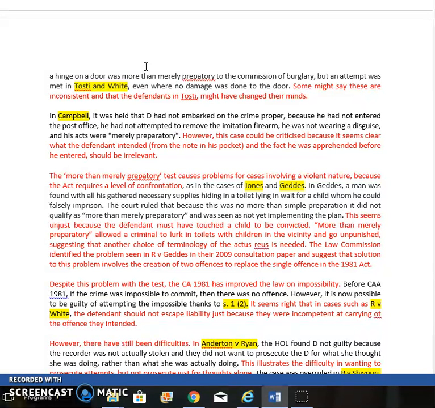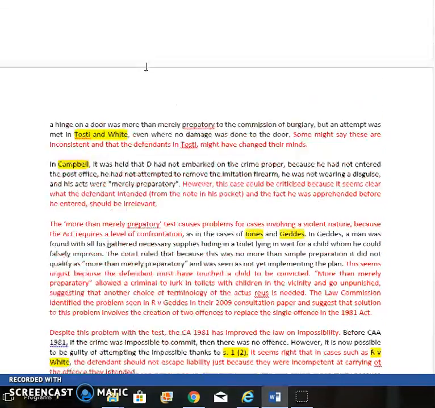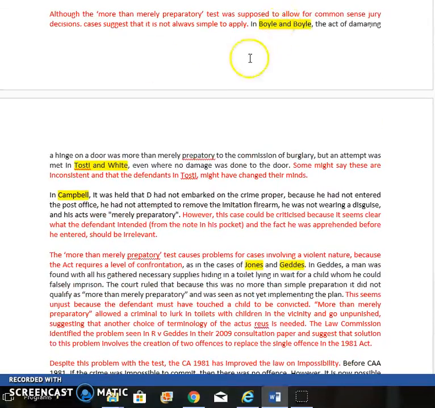Interesting though, if you compare it to Tosti and White, Tosti and White was where the defendants examined a padlock on a shed, and they also had some cutting equipment hid in a hedge, but they were disturbed before they could do anything further. Now, in that case, all they'd done was touch the padlock. They hadn't cut anything, they hadn't broke anything, which of course is different to Boyle and Boyle. And yet they were found guilty of an attempt as well.